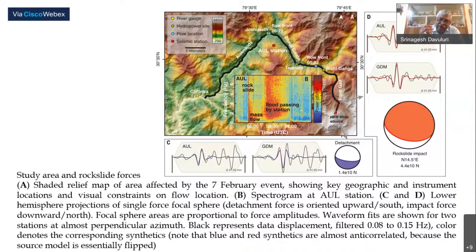And you can see the frequency content of that flood was anywhere between 2 to 8 hertz. So the mass flow, which you see, is almost all around 1 hertz to 8 hertz, but the flood is very strongly characterized anywhere between 2 hertz to 8 hertz.